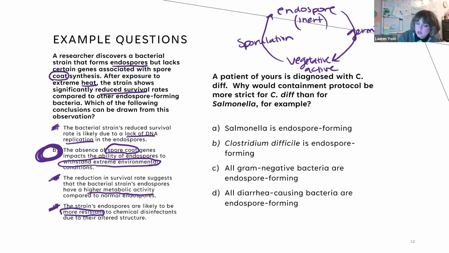A patient of yours is diagnosed with C. diff, Clostridium difficile, Clostridioides difficile. Okay, so this is an endospore former.